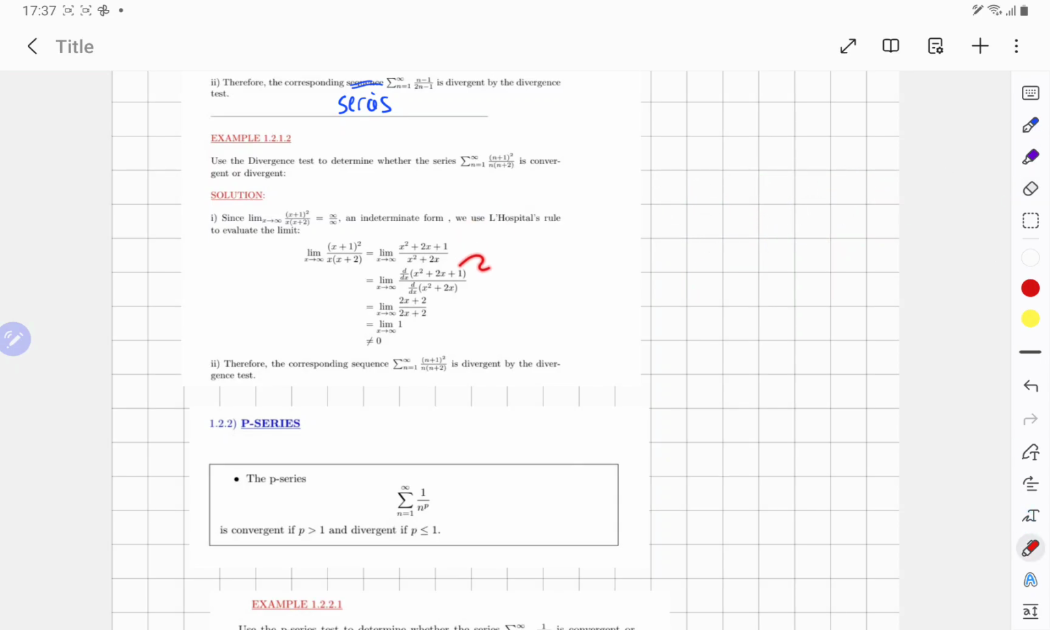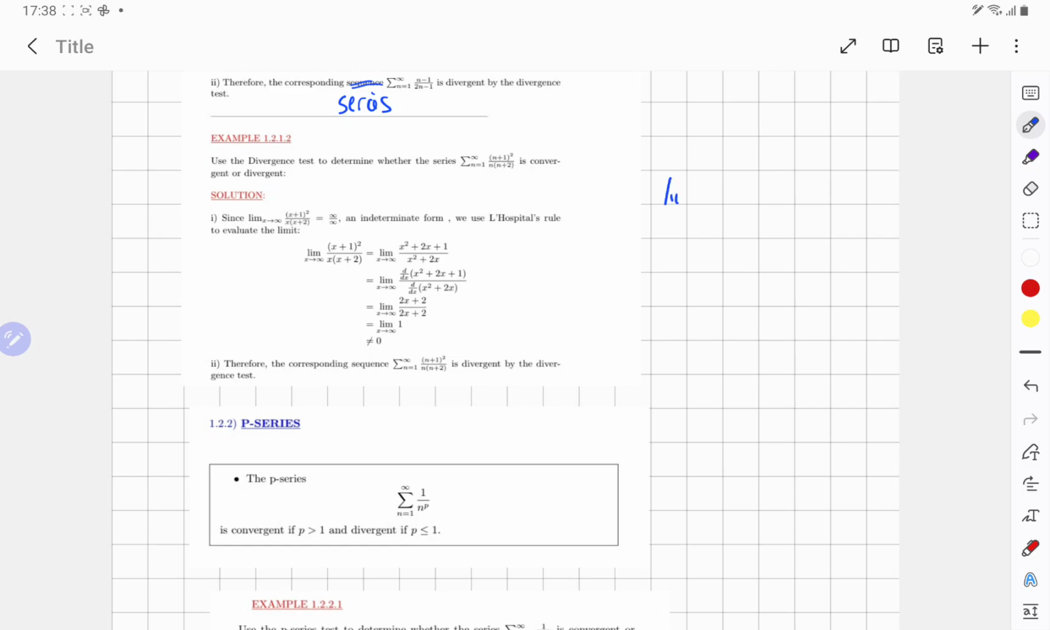What do you know by now? You have to derive the top and the bottom. And just to clarify here, I've timesed the top out. Derivative top, bottom, 2x plus 2, 2x plus 2. My limit is 1, not equal to 0. Therefore, from my divergence test, it will mean that my series is divergent.